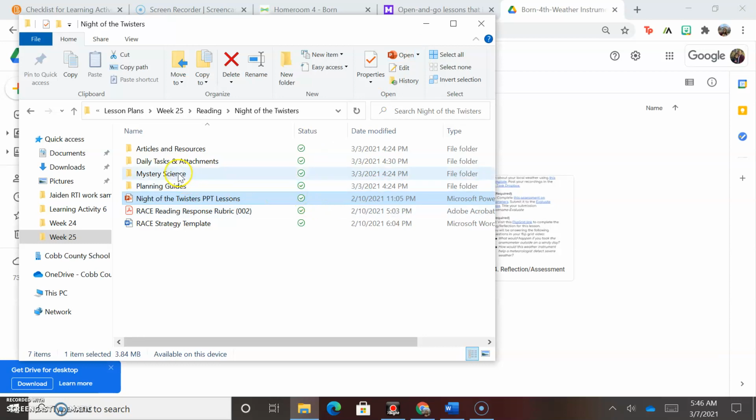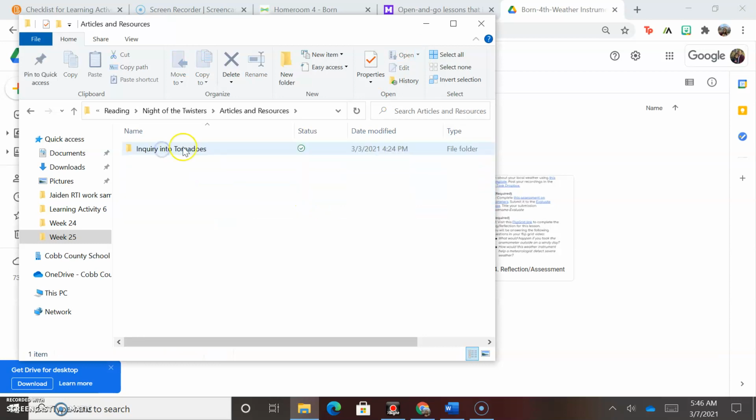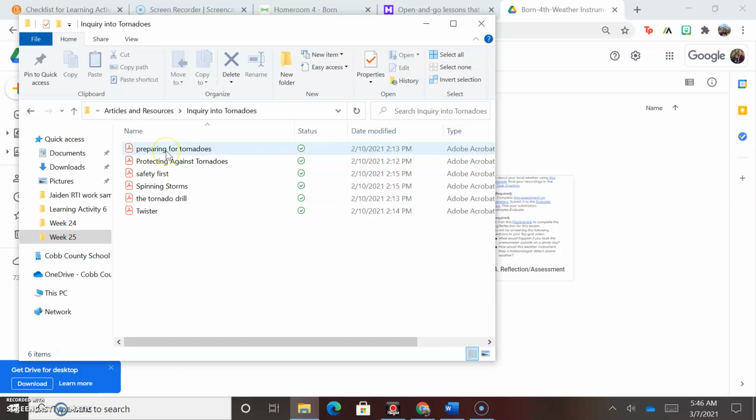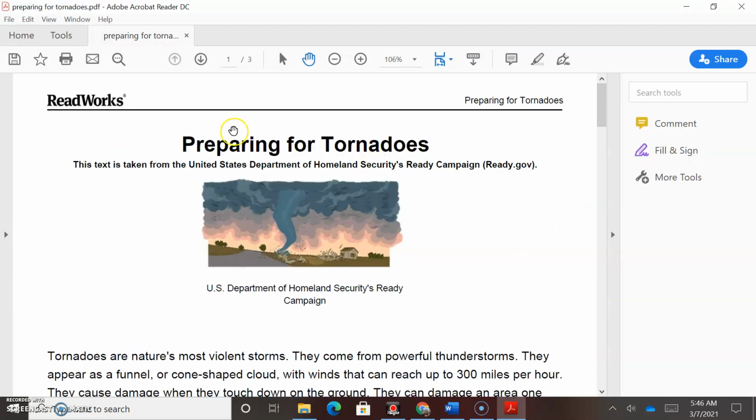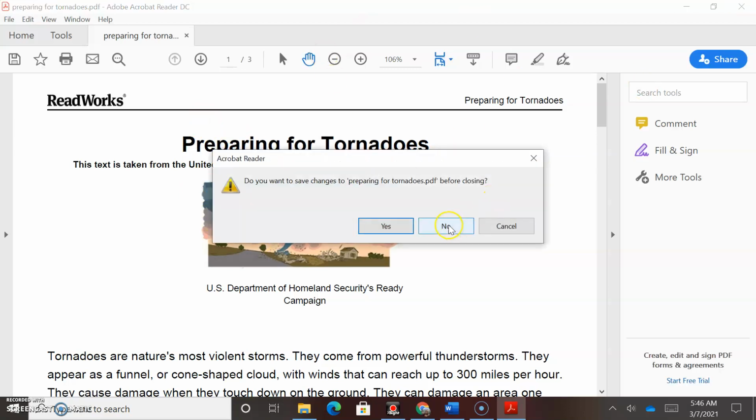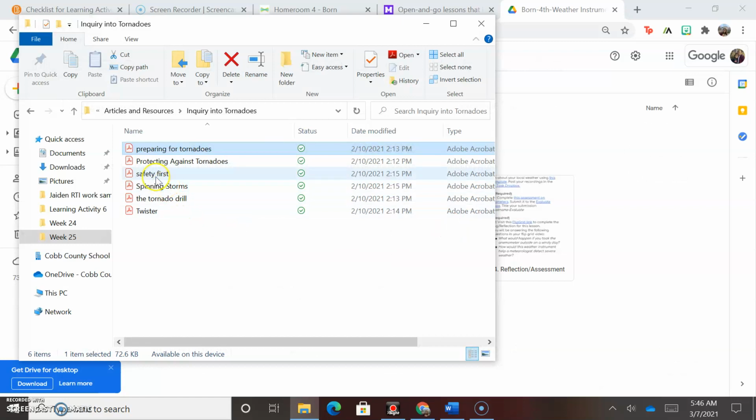As for science, I did pull some articles and resources from, I think, ReadWorks and Newsela, just basic things about tornadoes, prepping for tornadoes, safety first, protecting against tornadoes, all of that to just build their background knowledge as we would move into science.